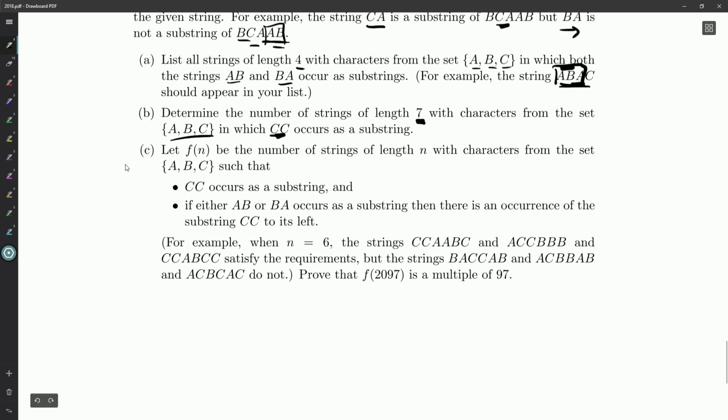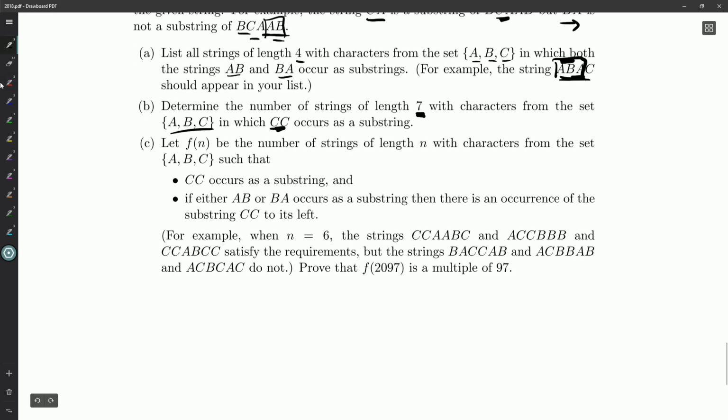And then what have we got here? Let f of n be the number of strings of length n with characters from the set A, B, C, so that the following happens. Is this going to be a combination of A and B, I think? CC occurs as a substring. Okay. Similar to the last one. And if A, B, or B, A occurs, they might not need to, but if A, B, or B, A occurs as a substring, then there is an occurrence of the substring CC to its left.